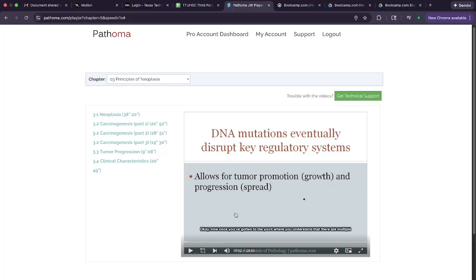DNA mutations eventually disrupt key regulatory systems. Where is that?